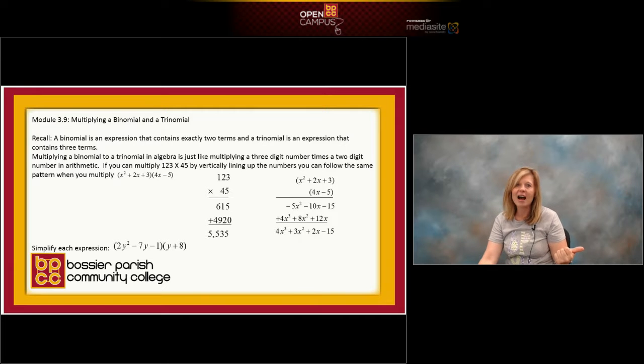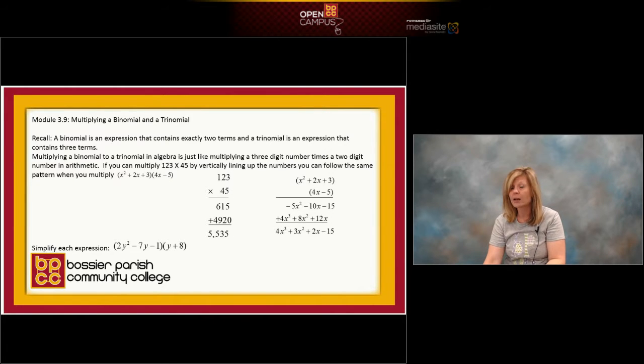I have -5x squared and positive 8x squared. Because they're different signs, I would subtract and get 3x squared, positive. I have a -10x and a positive 12x. Again, because the signs are different, I would subtract and I get positive 2x. And then my constant at the end is -15.